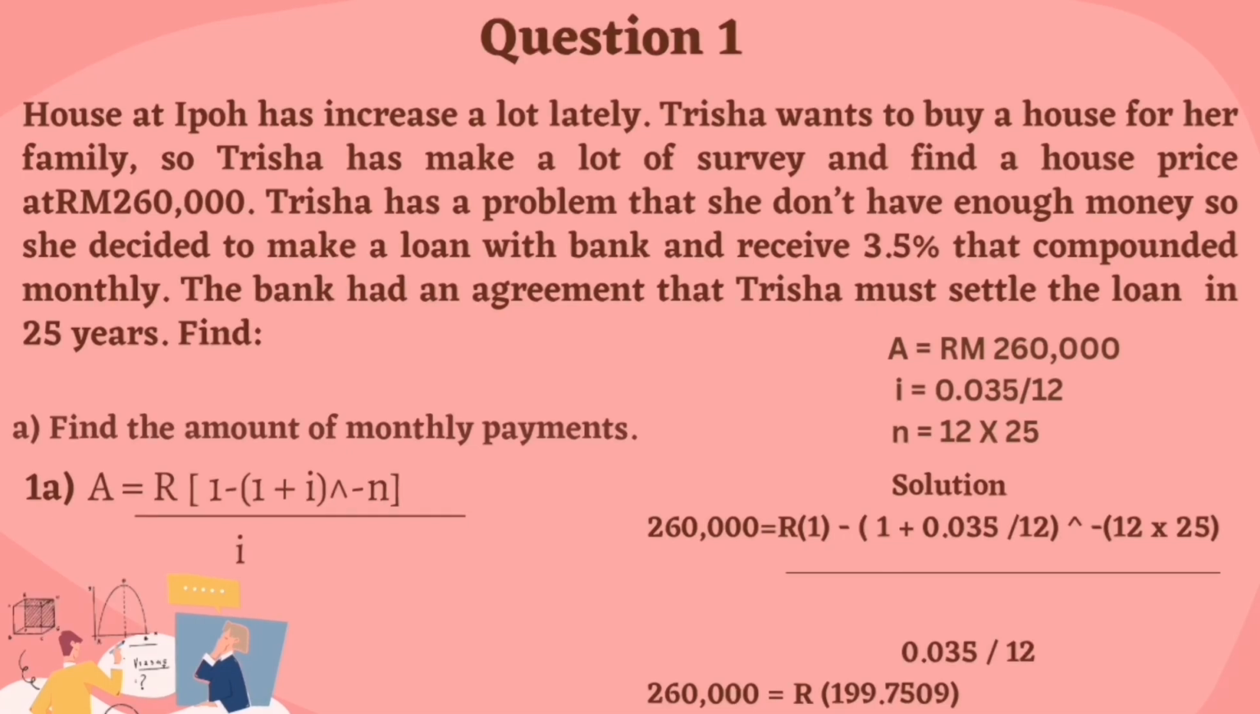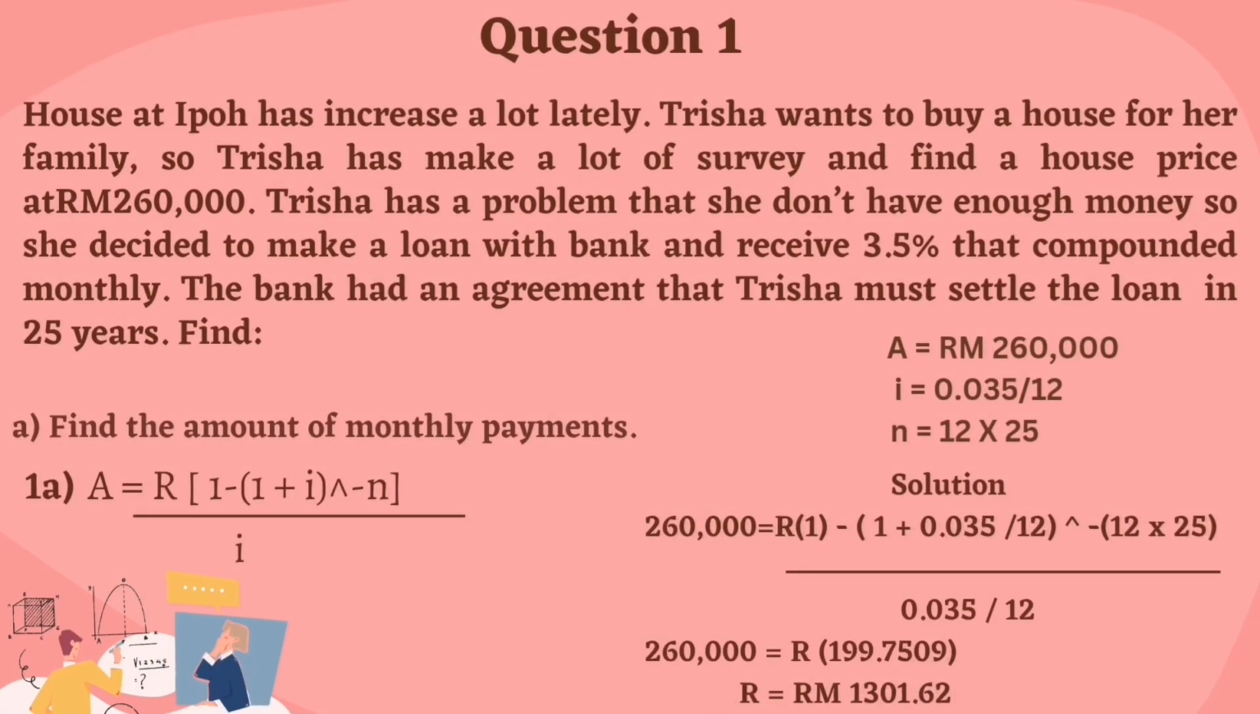Question 1 for annuity: house prices in Ipoh have increased a lot lately. Trisha wants to buy a house for her family. She made a lot of surveys and found a house priced at 216,000 ringgit. Trisha does not have enough money, so she decided to take a loan from a bank at 3.5% compounded monthly. The bank had an agreement that Trisha must settle the loan in 25 years.